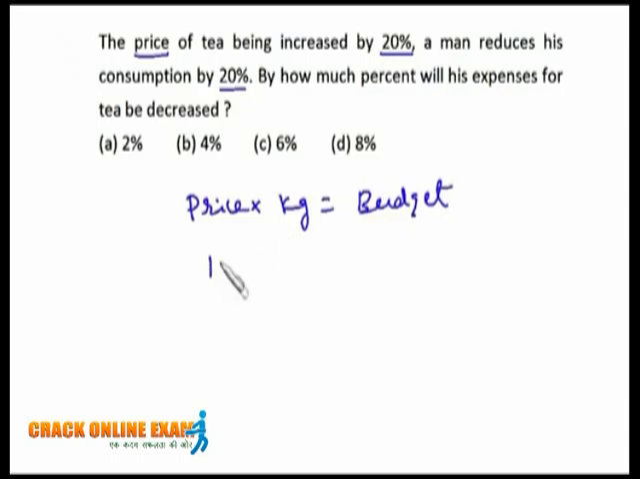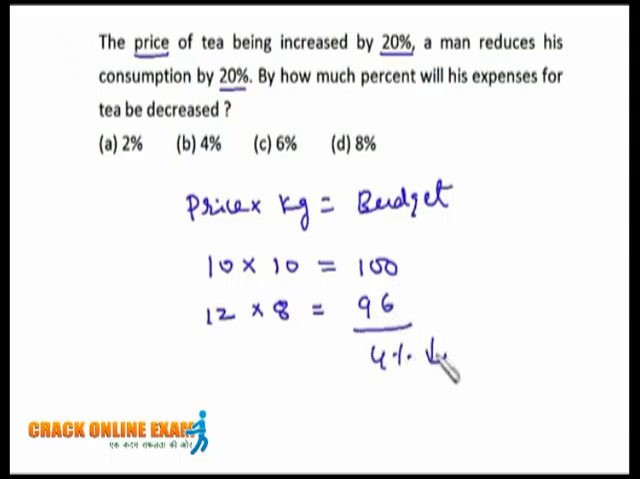Now let the price be 10 and we are consuming 10 kilograms a month. That means the expenses on tea are 100 rupees a month. Now price is increased by 20%, so it's 12, and consumption is decreased by 20%, so it's 8. So the new expenses are 96, so there is a 4% downfall in expenses. So by how much percent will his expenses on tea be decreased? It's by 4%. I hope you are clear.